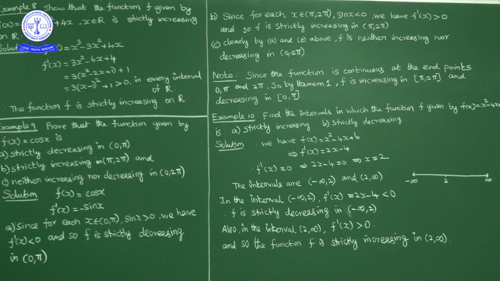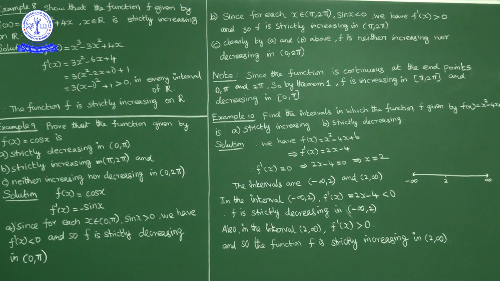So first find f dash of x. F of x equal to x square minus 4x plus 6, so f dash of x is 2x minus 4. Now equate f dash of x to 0: 2x minus 4 equal to 0 gives x equal to 2. So the number line is divided into two parts, minus infinity to 2 and 2 to infinity. We have to check where it is positive and where it is negative.